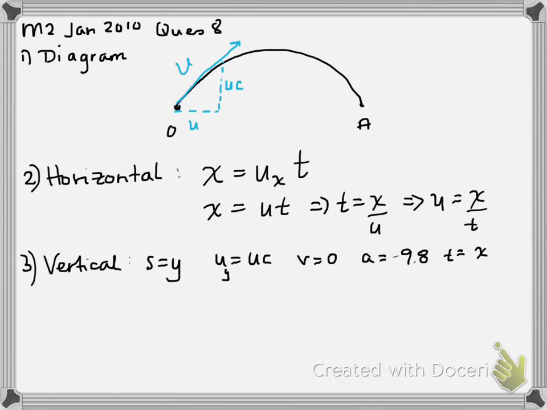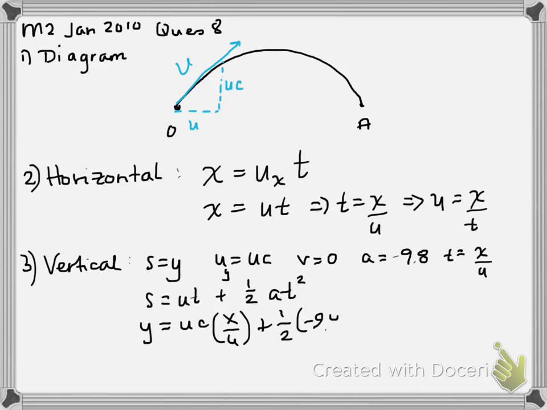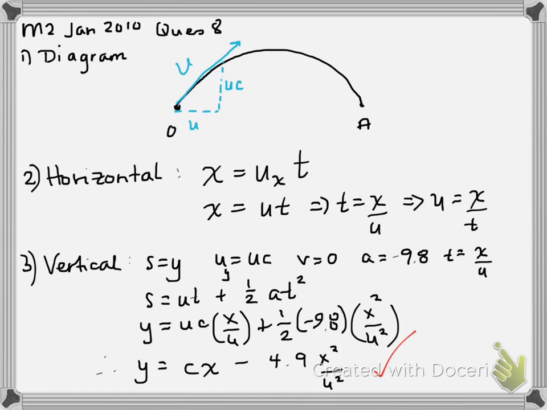We know at A that velocity is 0 because the question tells us so. Put in S equals UT plus 1/2 AT squared. Sub in what you know. Simplify, and Y equals as required. Next.